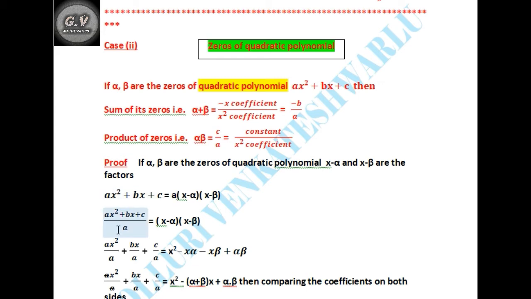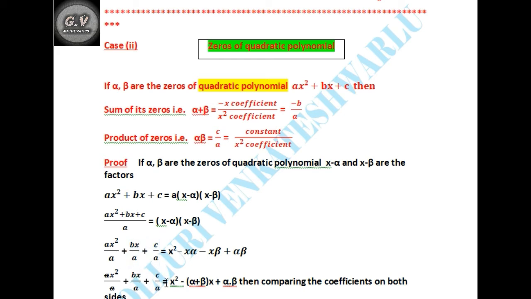So ax square plus bx plus c divided by a is equal to x minus alpha into x minus beta. Splitting into individual terms, ax square by a plus bx by a plus c by a, since the denominator belongs to all three terms. Here a gets cancelled, giving x square plus b by a x plus c by a.